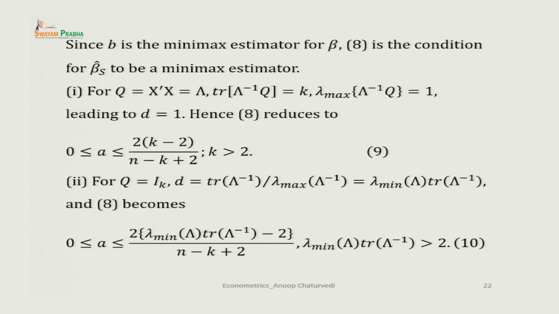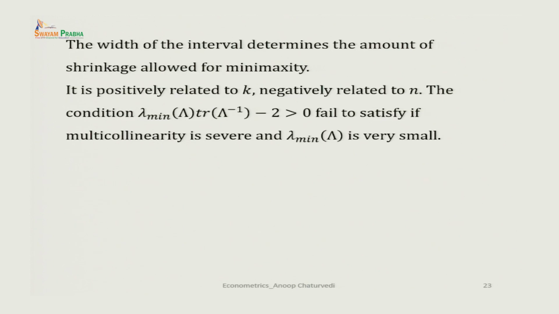Now, beta hat is the minimax estimator of beta. So, condition 8 is for beta hat to be minimax. Then in particular, if you take Q equal to x transpose x, you get this dominance condition, and when we take Q equal to I k, then we get this dominance condition. So, these are two special cases.